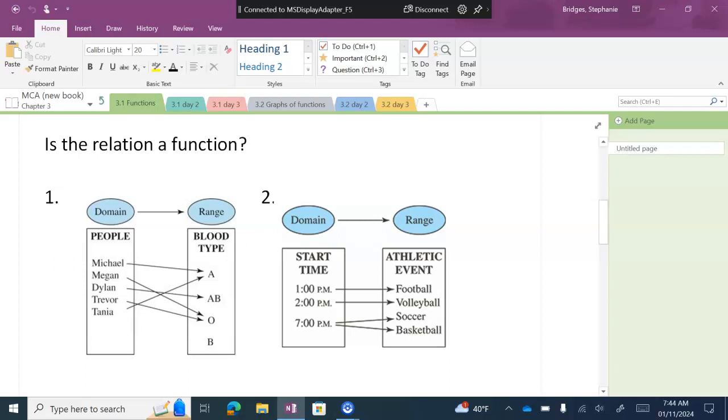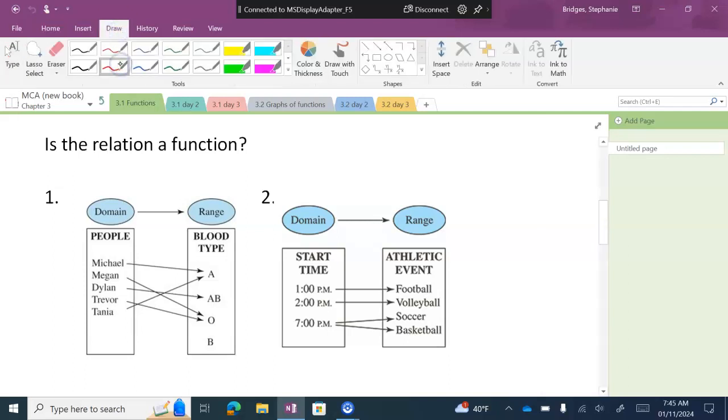So here's my domain value. It's pointing to that range value. Then this domain points down to this range. Then this one points to that. That one points there. And that one points there. Are any of these used twice? No, they only have one arrow coming from them, right? So that means that each one of them is only used one time. So would that be a function? Yes. Okay, so yes, this is a function. That's all we're answering, yes or no.